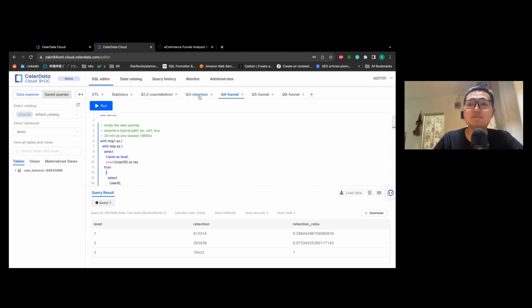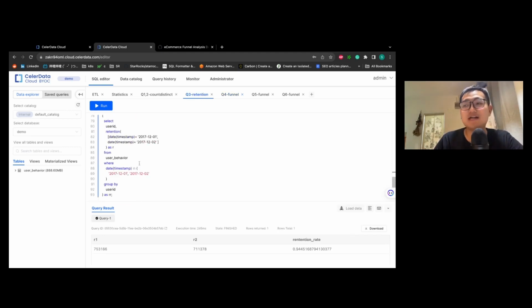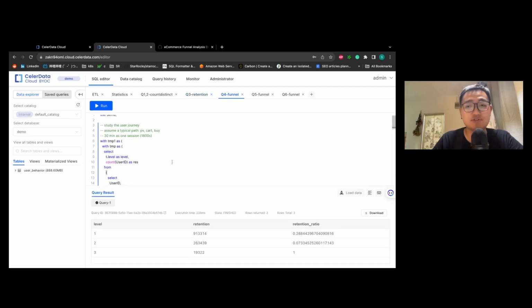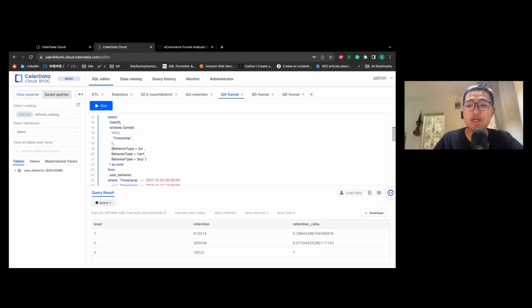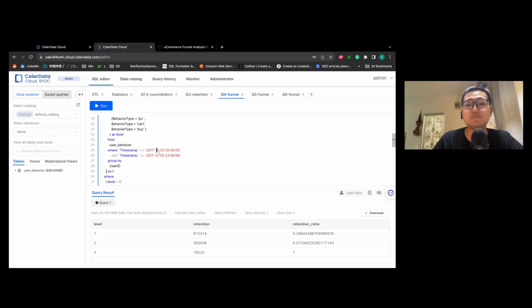So the retention is good. It's 90%. But that's not all. With retention, we're only looking at the active users. But here we're actually looking at each step, how many users go through each step, right? So we get more information and it's not as good as we thought. And the time constraint we put here is December the 2nd, right here. And what more can we do?